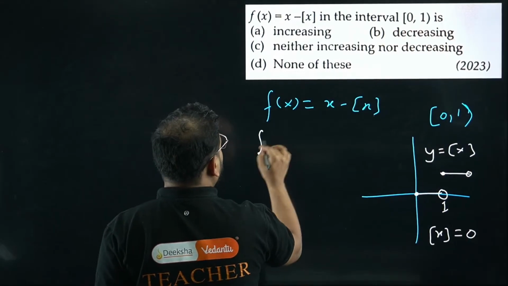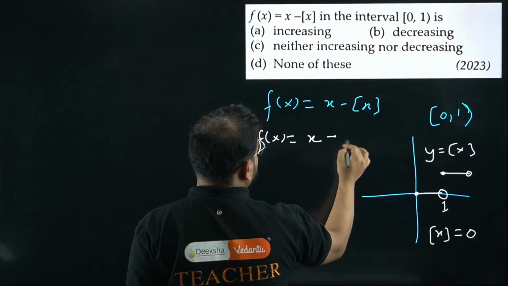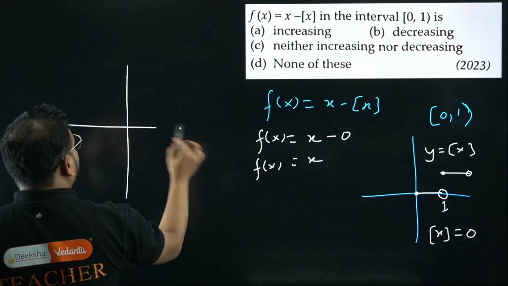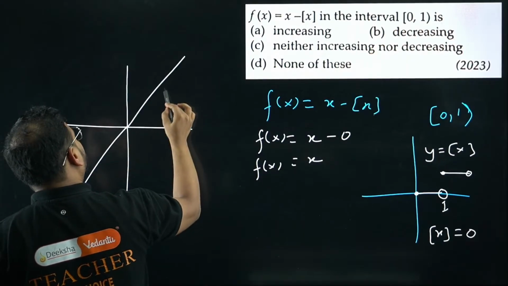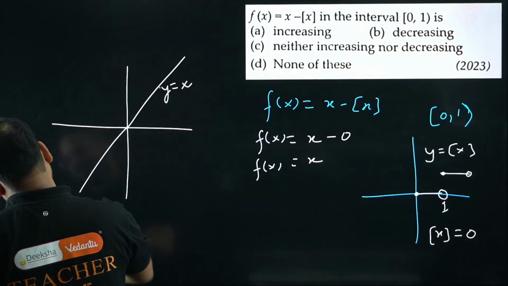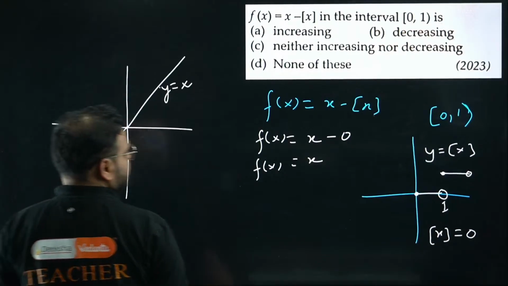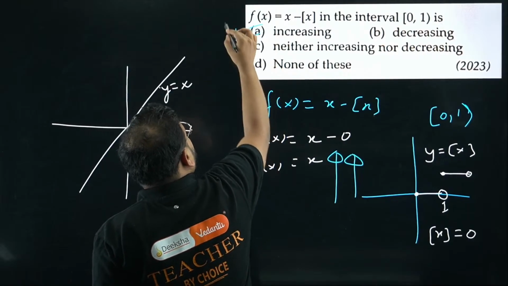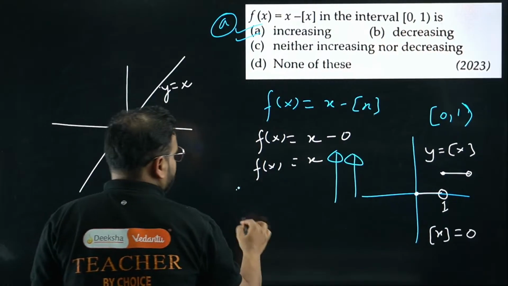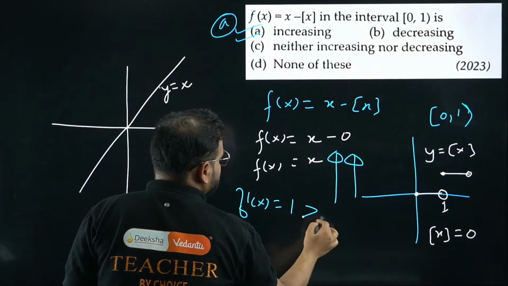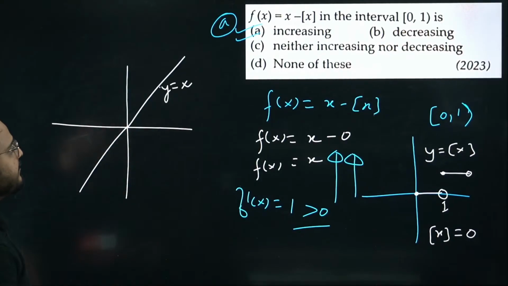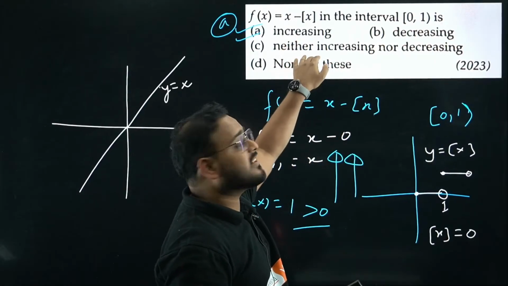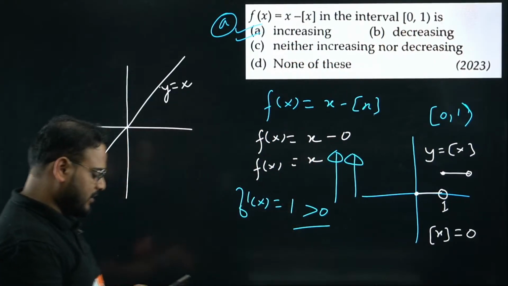Hence, the function is f(x) equals simply x minus 0. Please check. This is your function, y equal to x, always increasing, sir. This function is always increasing. Answer is A. If you want, you can find the derivative also. You'll get f dash of x as 1, which is more than 0. If I had two options here, increasing and strictly increasing, I'll choose strictly increasing. It will be always more than 0, not equal to 0.